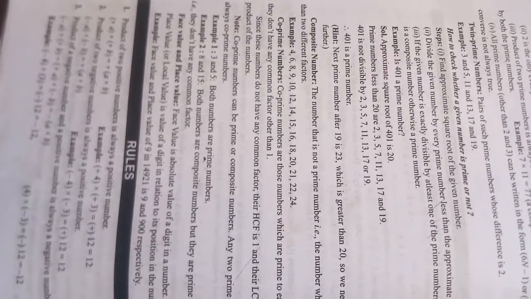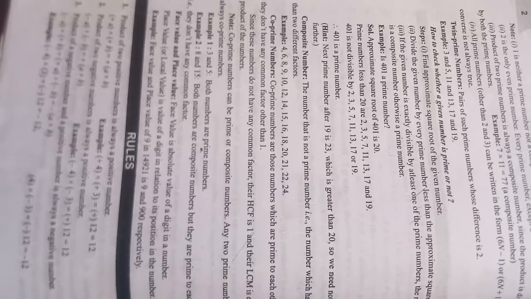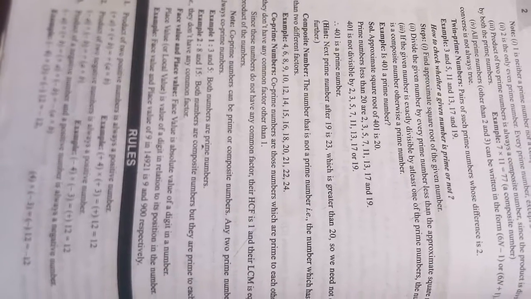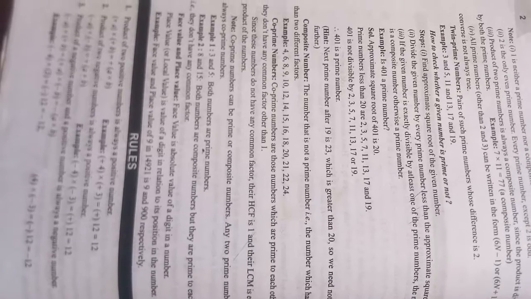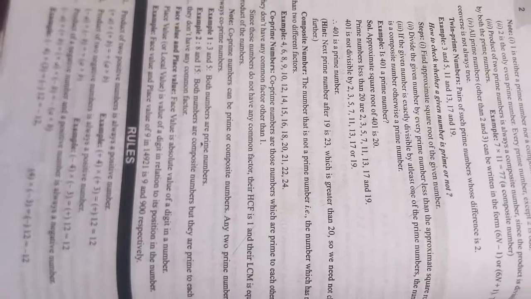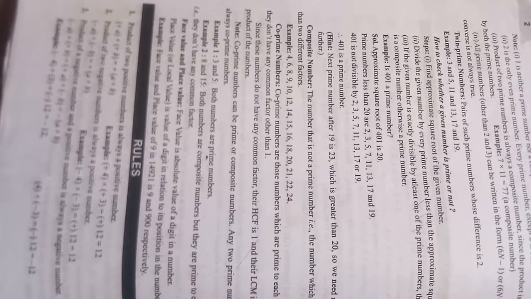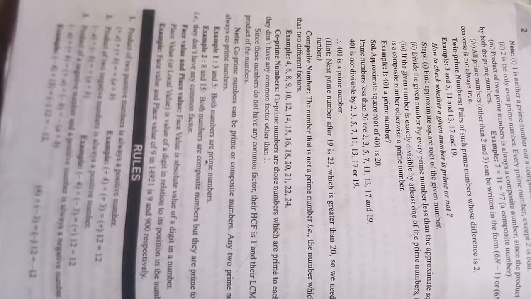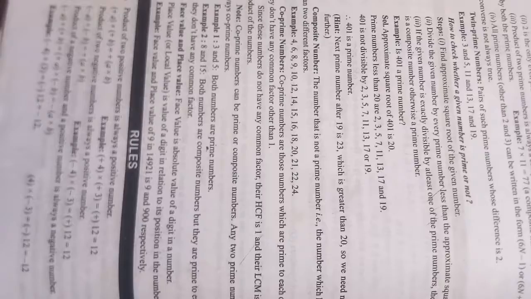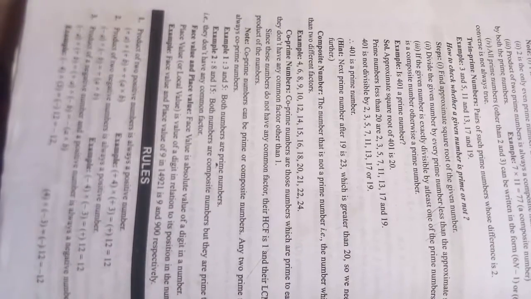And next we are going to learn face values and place values. Face value means the number itself. Face value is the absolute value of a digit in a number. Whatever the digit is, the digit itself we call its face value. And what about place value? Suppose I am taking 14921. What is the face value of 9 here? The face value of 9 here is 9 itself.